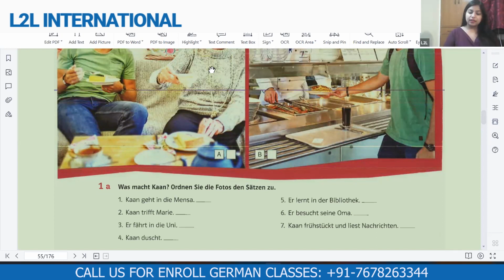Okay, then Nummer 2, Sana, bitte lesen Sie. Yes, ma'am. Kann trifft Maria. It matches with picture number D. Okay, picture Nummer D. Kann trifft Maria, it's picture Nummer D. Okay, super. Then Ashwin, Nummer 3, bitte. Fährt in die Uni. F. Er fährt in die Uni. That is F. Okay, richtig. Sehr gut. Then Revati, Nummer 4.